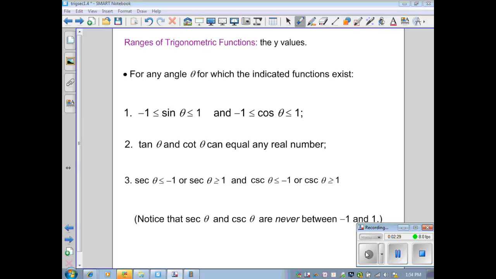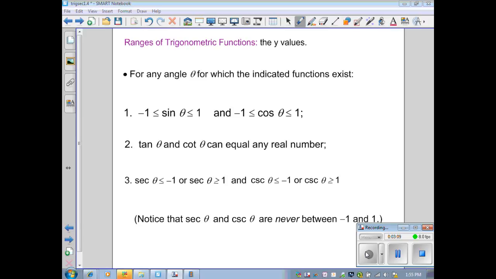Keeping the previous slide in mind, we want to take a look at what is shown on this slide, which is the true ranges of trig functions, that is the y values. And what we did determine is for any angle theta for which the indicated function exists. I recall some functions are undefined at certain locations throughout the coordinate plane. But what we did determine on number 1 on the previous slide was that I have a sine theta, which will give me a y value, and a cosine theta will give me an x value, is going to give me a range on sine theta between a negative 1 and 1, and similar for cosine theta.